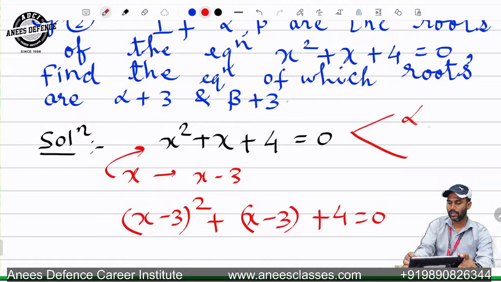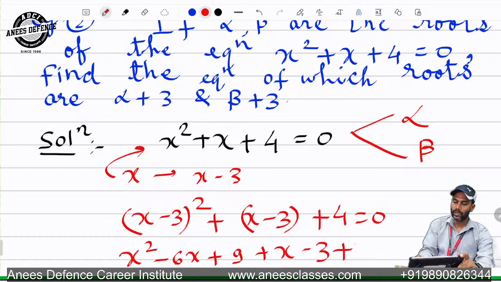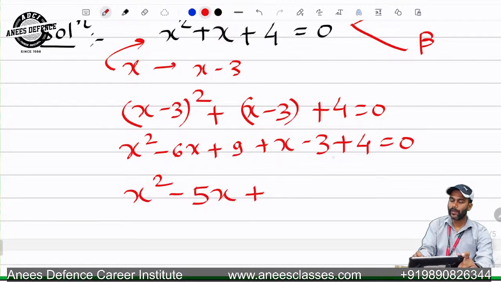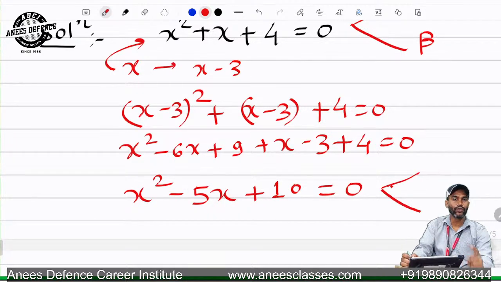The roots of this equation are alpha and beta. So it will give you x square minus 6x plus 9 plus x minus 3 plus 4 is equal to 0. This will give you x square minus 5x plus 10 is equal to 0, since 9 plus 4 minus 3 is 10. Understood? So what would be the roots of this equation? Alpha plus 3, right? And beta plus 3. I hope you understood.